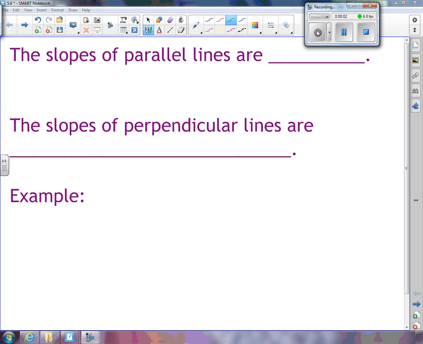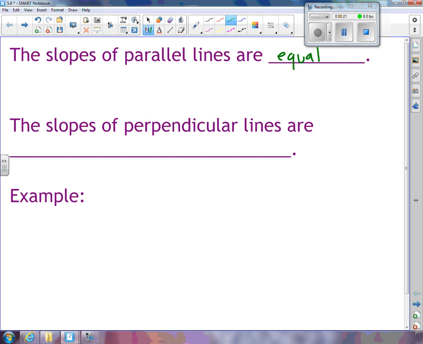Going to be reviewing parallel and perpendicular lines. So this should be something that you remember a little bit from Algebra 1. The slopes of parallel lines are, hopefully you remember, equal. So if two lines have the same slope, they're going to be parallel.